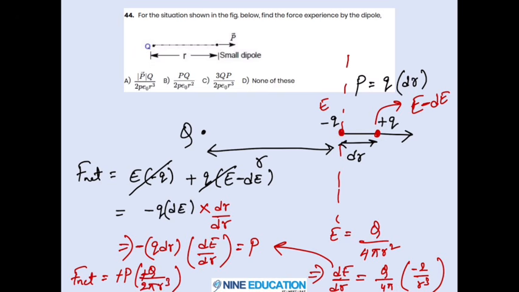Yeah, just a minute. I forgot to add epsilon naught here. This is 4 pi epsilon naught. Sorry. 4 pi epsilon naught. Yeah, here also 4 pi epsilon naught. Here also 2 pi epsilon naught r cube. Therefore, the answer is P into Q by 2 pi epsilon naught r cube. So which option is this? It is option A. You can see that.